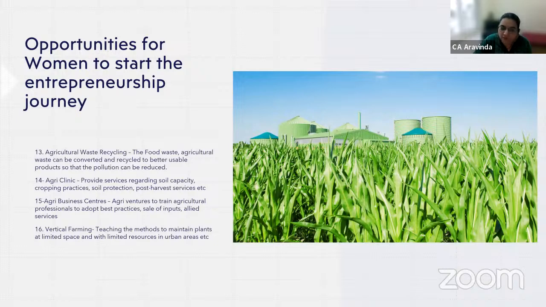We can think of soil capacity testing, soil production, and post-harvest services as areas where we can help the farmers by using agri clinics through some training and with the help of the government. We can start thinking of those areas where women can work from the rural area itself.